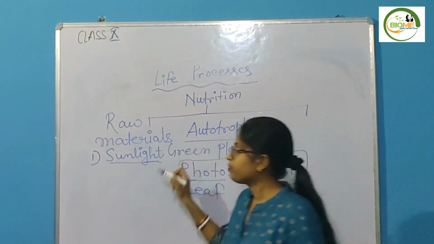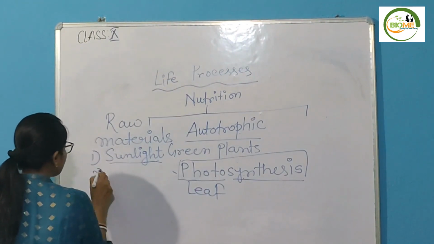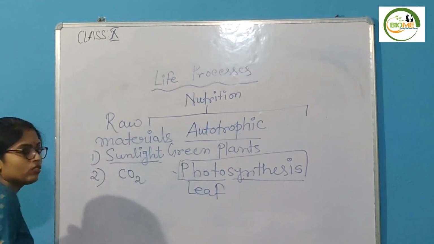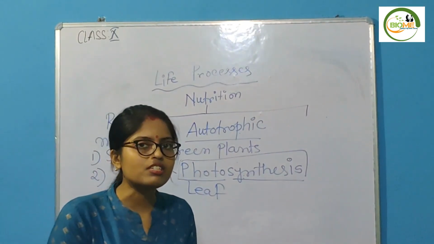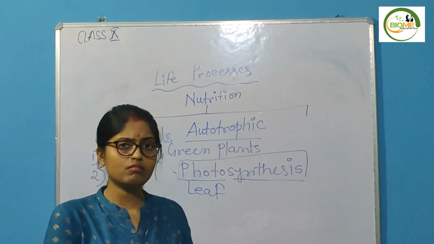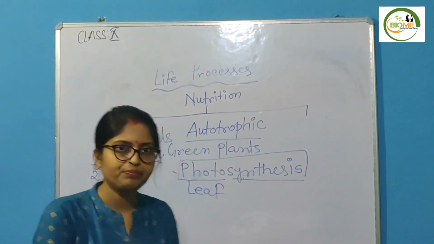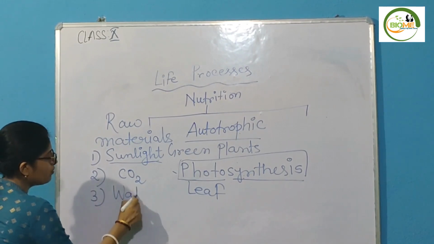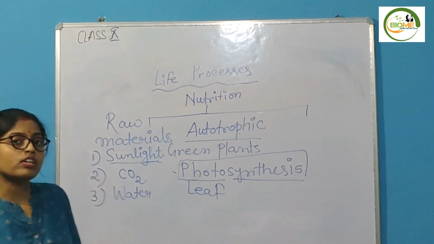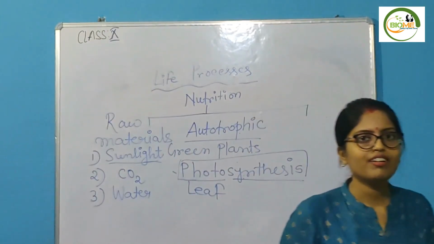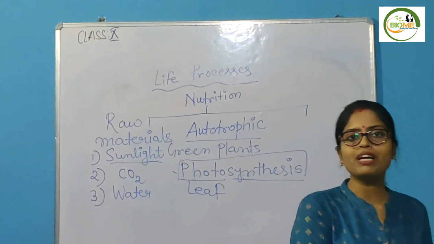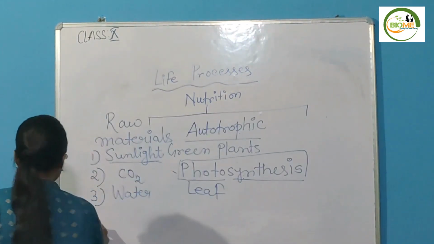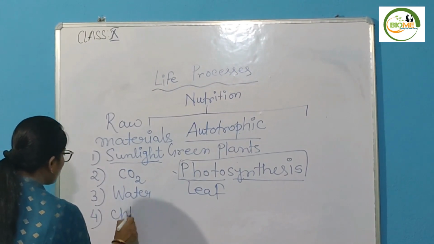So sunlight. The next thing is CO2. CO2 means carbon dioxide, and plants get it from the air. The third one is water. They get water plus minerals from the soil. And the last one is chlorophyll.